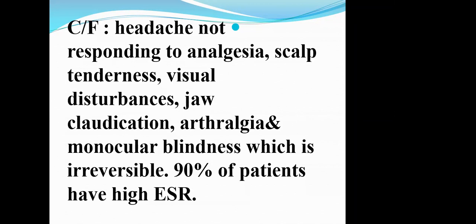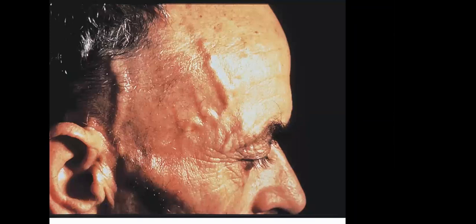Okay, 90% of patients have high ESR. Okay, in this picture, notice that the branch or territory of the temporal artery is prominent. Notice that the temporal artery is evident. So scalp tenderness, a visualized branch of the temporal artery, and headache which is not responding to analgesia are the hallmark of the clinical presentation of giant cell arteritis.